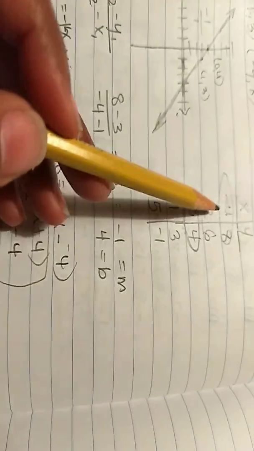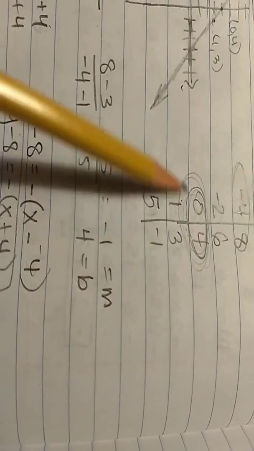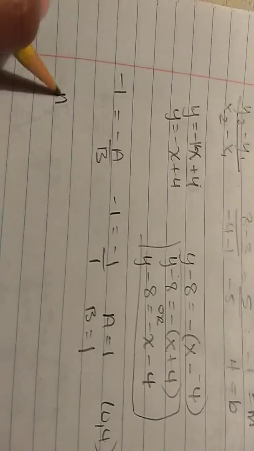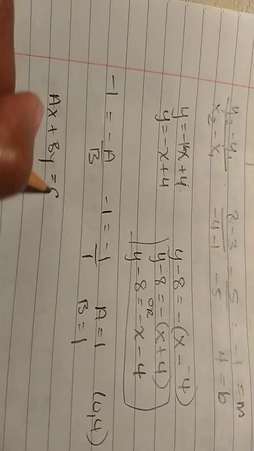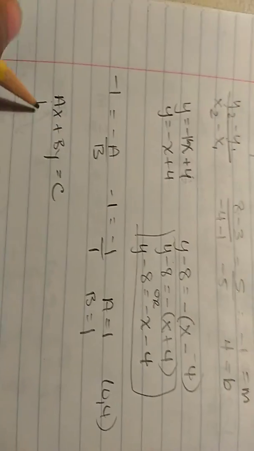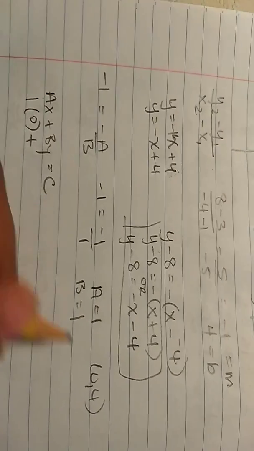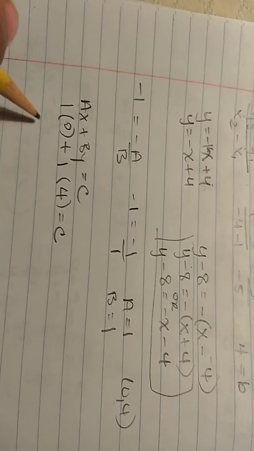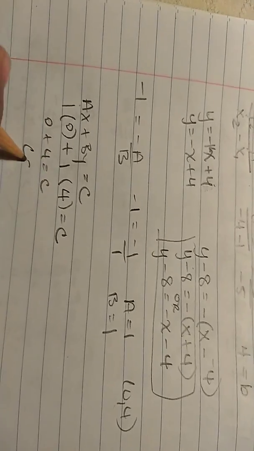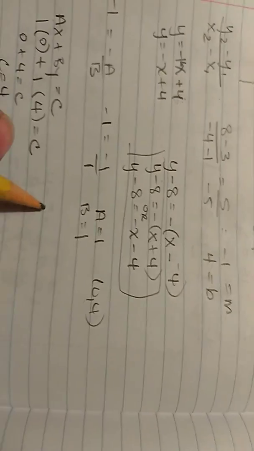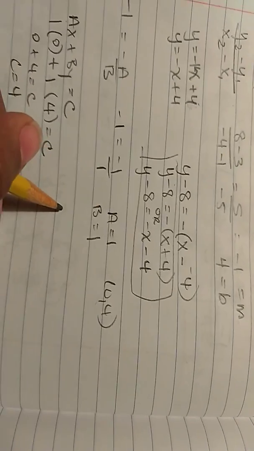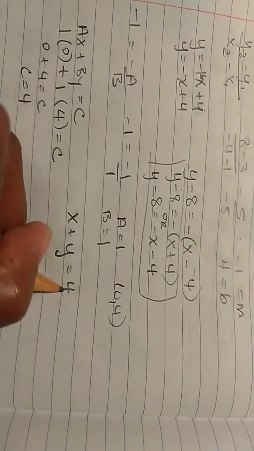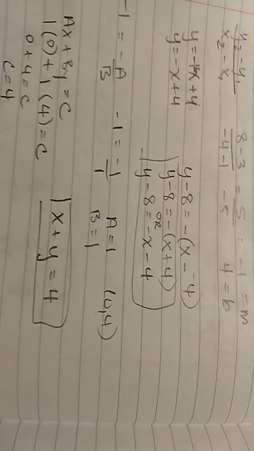Then I'm going to take a point. Let's just take 0, I like 0, so I'm going to do my 0, 4. And I'm going to say Ax plus By equals C. My A would be 1. My x would be 0. My B would be 1. My y would be 4. And I don't know my C. 0 plus 4 equals C. C equals 4. Then I can go back over here, and A is 1, x plus 1y equals 4. So that would be in standard form.